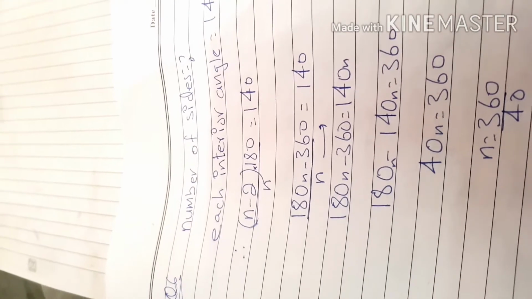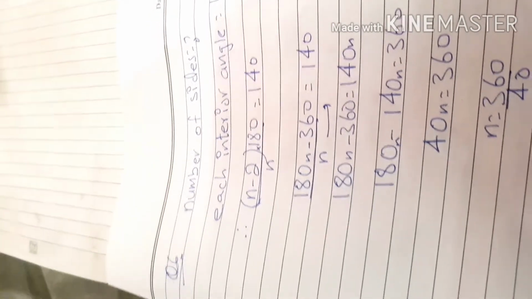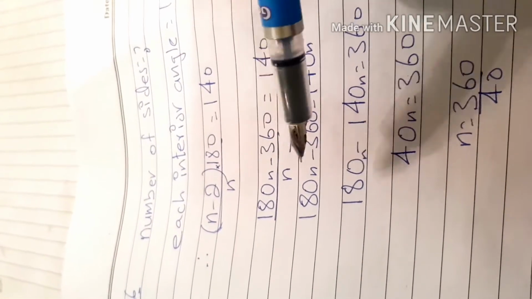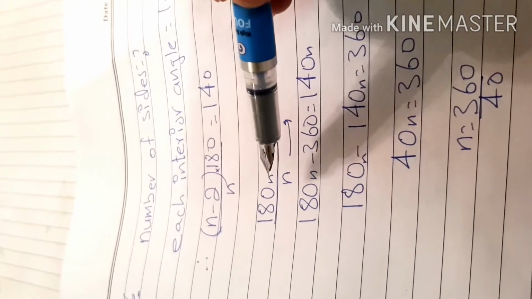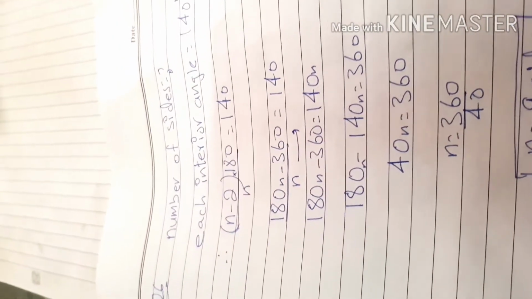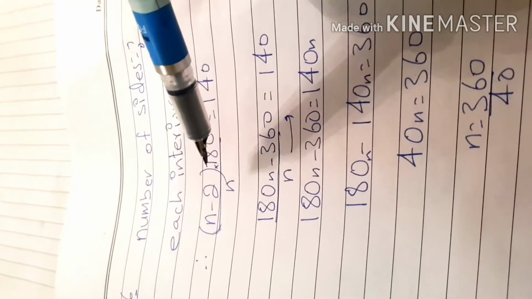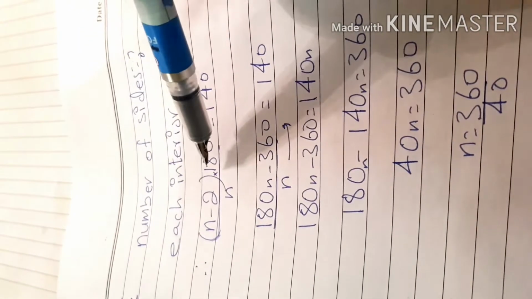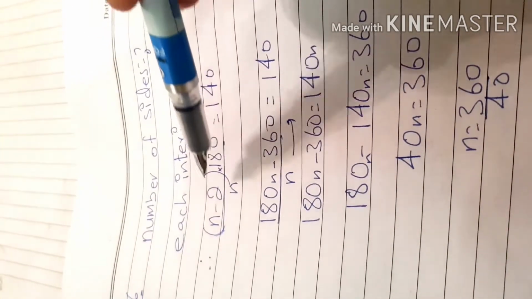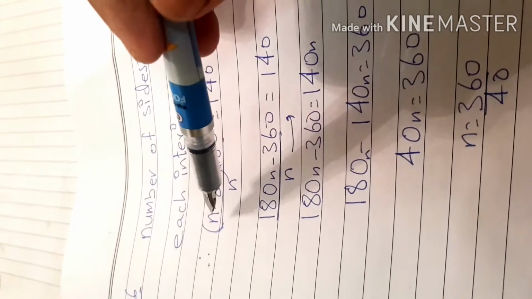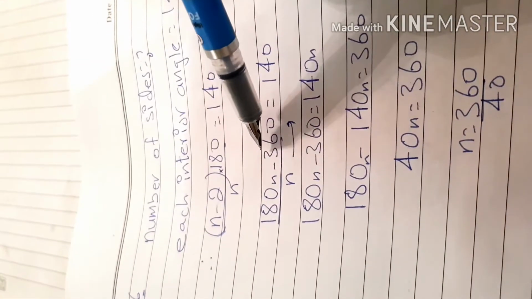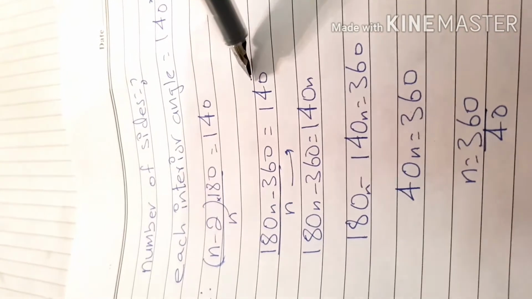Since we don't know the number of sides, how do we find that out? We keep the unknown as it is throughout the working, because this is the variable that we need to find. So now we open the brackets: (n minus 2) into 180 means 180 multiplied by the first term and then 180 multiplied by the second term. So 180 into n is 180n, minus 180 into 2 is 360, upon n equals 140.